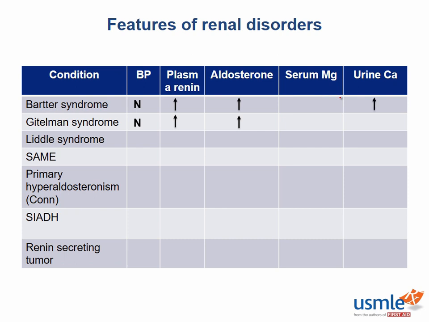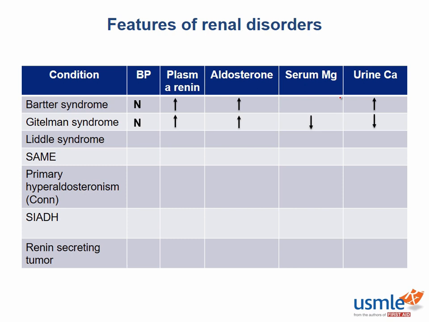Now, do you remember the primary defect in Gittleman syndrome? Correct. The disorder results from an absorptive defect of sodium chloride in the distal convoluted tubule. It presents similarly to chronic thiazide diuretic use and will thus have low serum magnesium and low serum calcium.